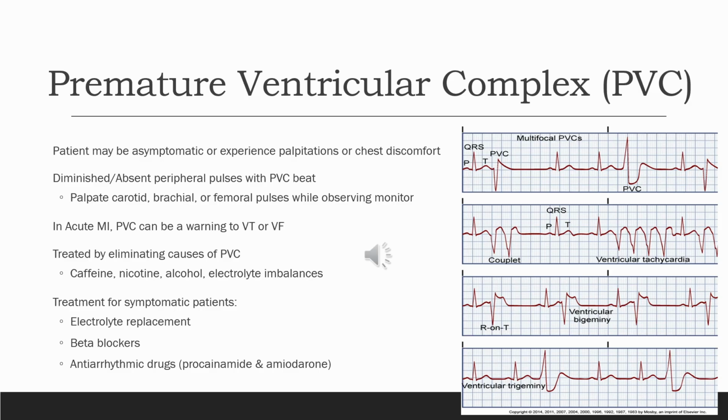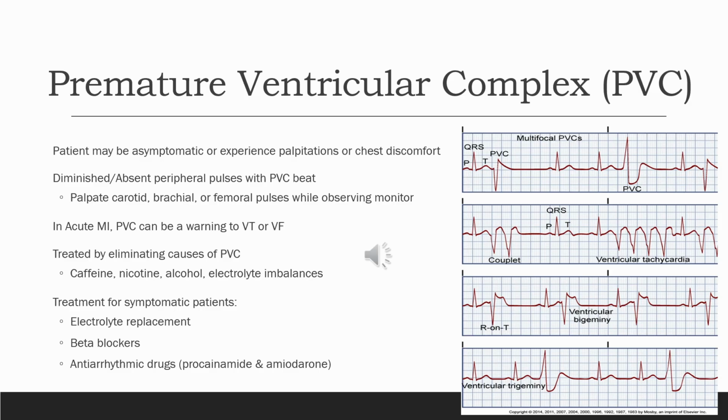So now, why do we care about PVCs? An occasional PVC is pretty common and it may be benign. However, frequent or sustained PVCs can indicate myocardial irritability, which increases the risk of progressing to a more serious arrhythmia like ventricular tachycardia or ventricular fibrillation. In patients who have an acute myocardial infarction or a heart attack, a PVC can actually serve as an early warning sign for impending VTAC or VFib.